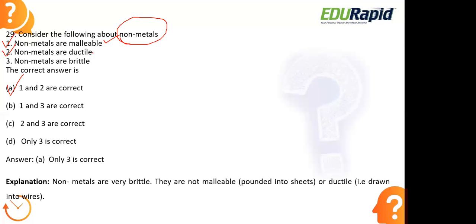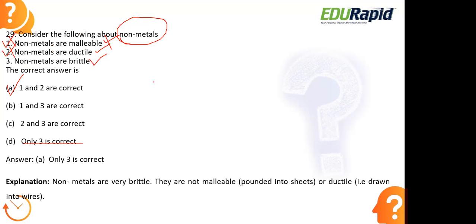So these two are the wrong statements, and only 3 is correct here. This is the right statement that we have. Metals are malleable, metals are ductile, but non-metals are not malleable. They are brittle in nature. Non-metals are not ductile. They are non-ductile.